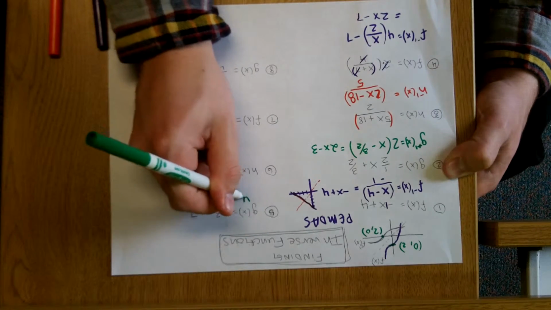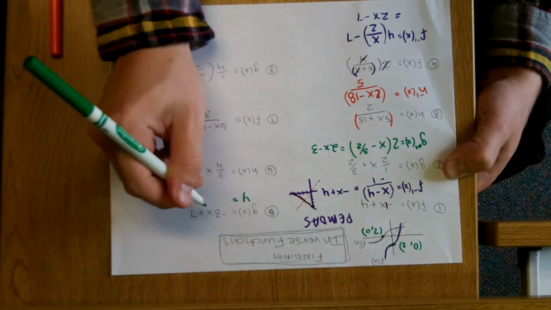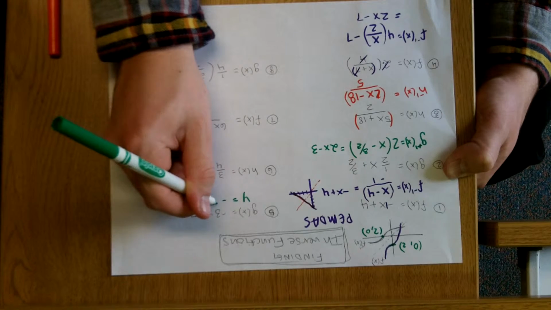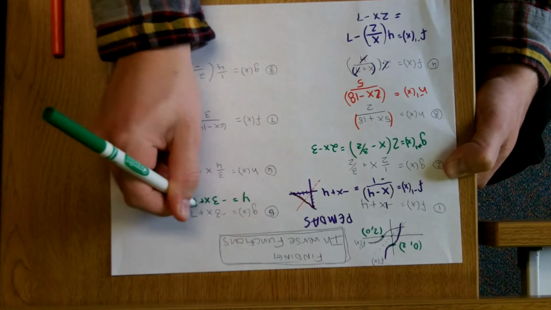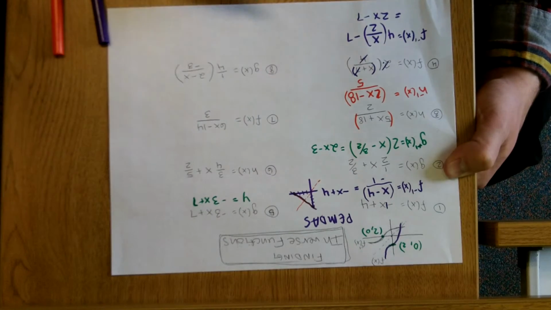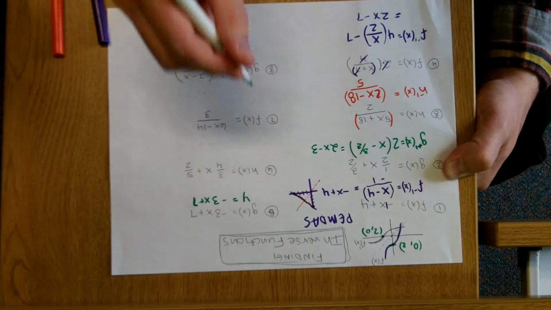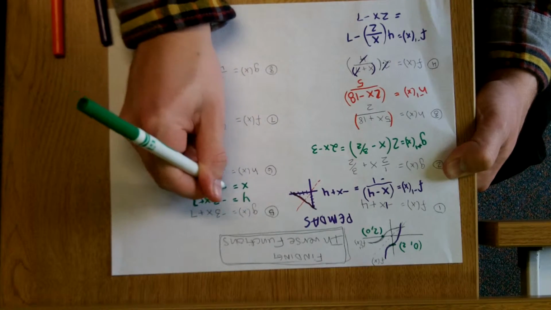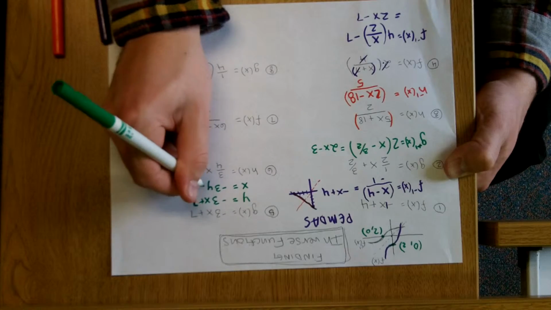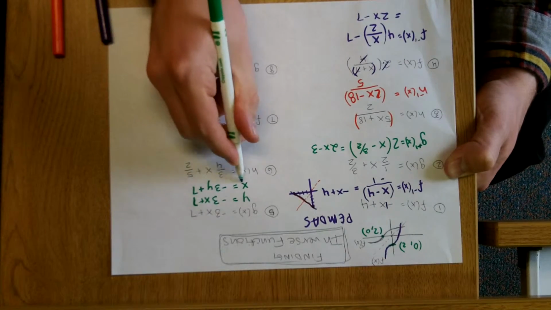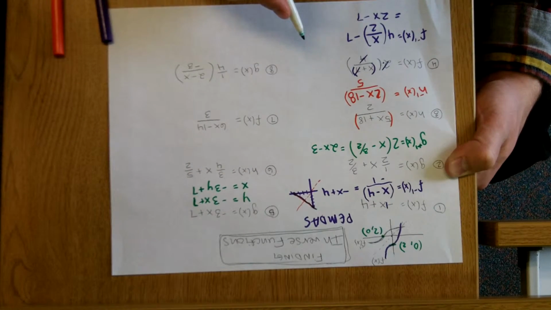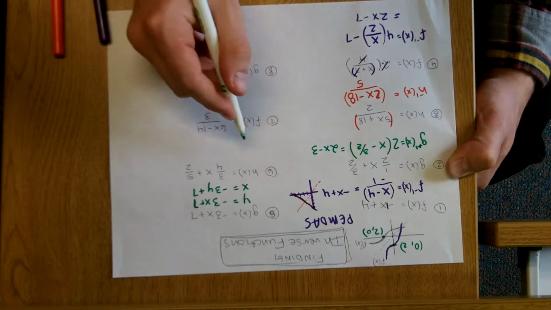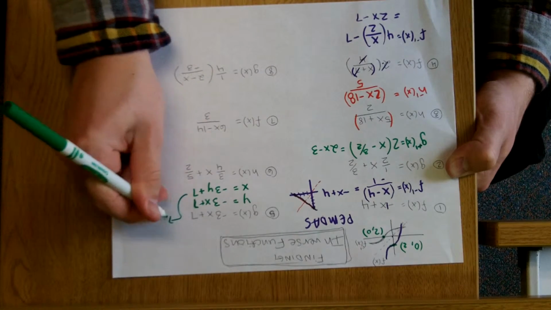So I'm going to rewrite this function. Instead of g of x, I'm going to write y equals negative 3x plus 7. In my next step, I'm going to switch the x and the y. So I'm going to write x equals negative 3 times y plus 7. So the x and the y switched. And now, just solve for y.